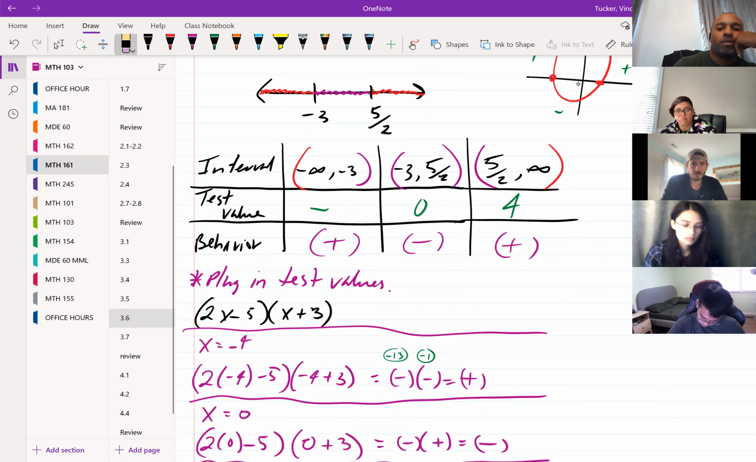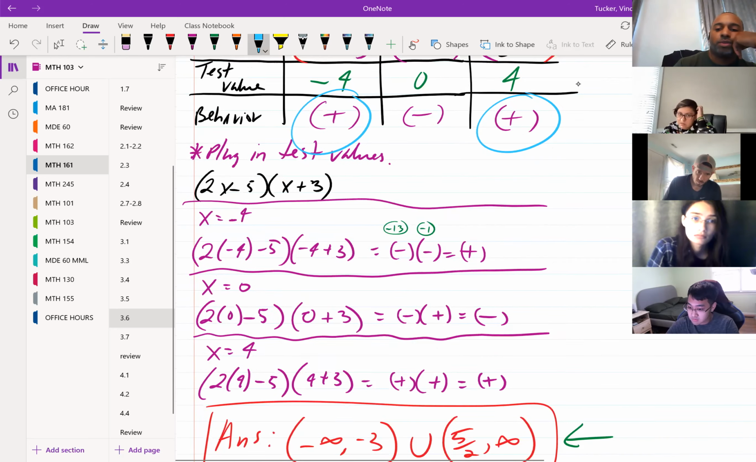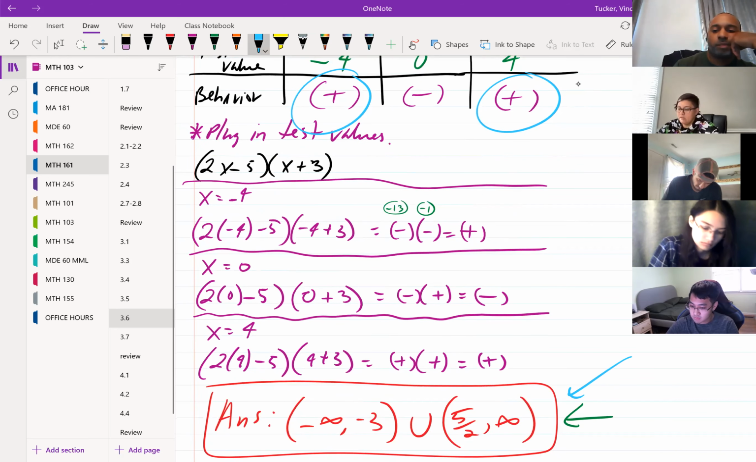Oh no, I have my eraser still on. Come back, there we go. It's positive here and here. So those are the intervals. That would be my answer.